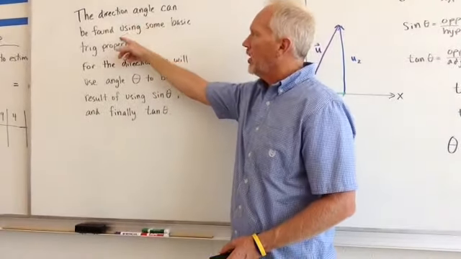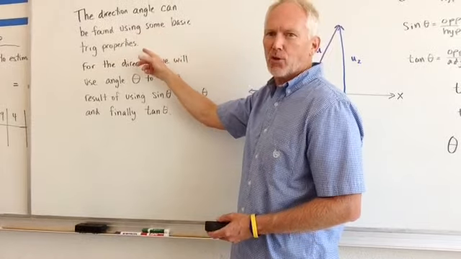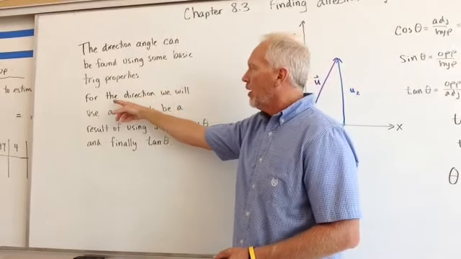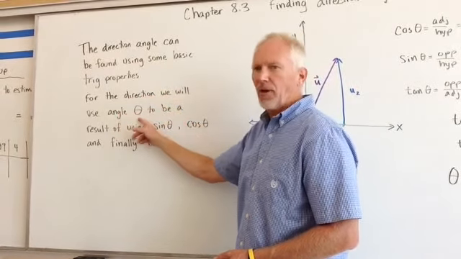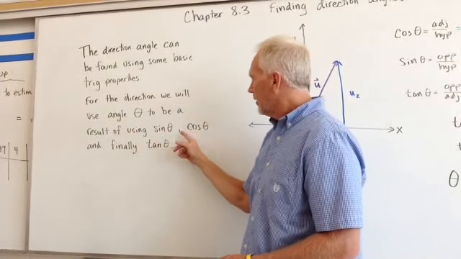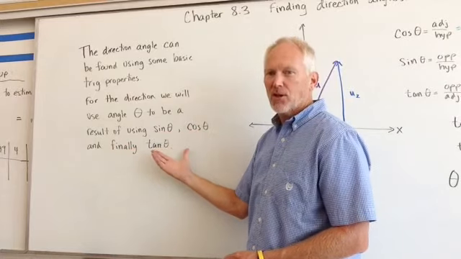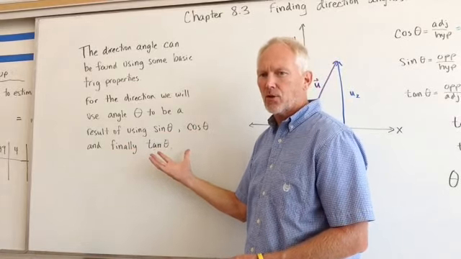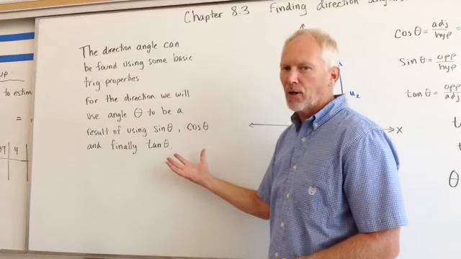The direction angle can be found using some basic trig properties. For the direction, we will use the angle theta as a result of using sine, cosine, and finally tangent of theta. So we're going to use some basic trig functions to find our direction angle.